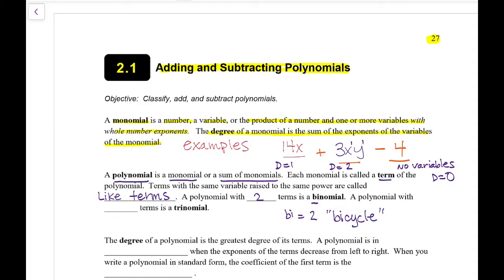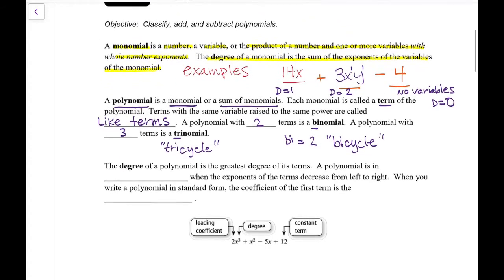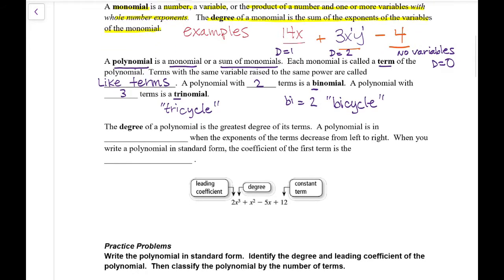A polynomial with three terms is a trinomial. Or think of a tricycle. A tricycle has three wheels, so three terms is a trinomial. The degree of the polynomial is the greatest degree of its terms. So you look at each of the individual terms and you find the one that is the highest, and that will be the degree of the polynomial.